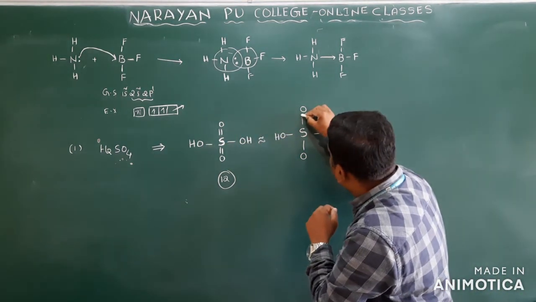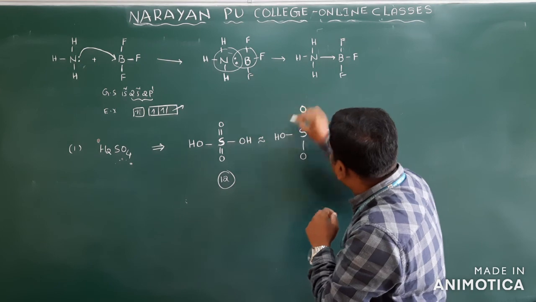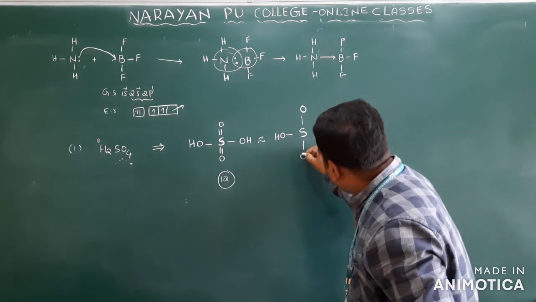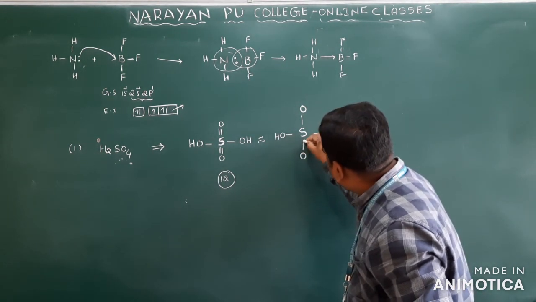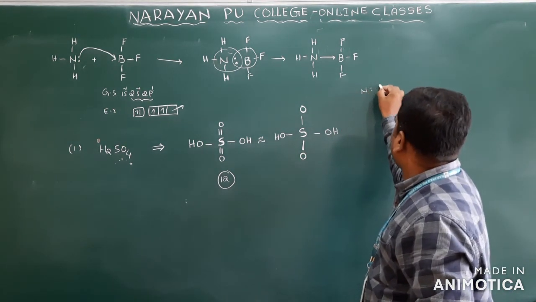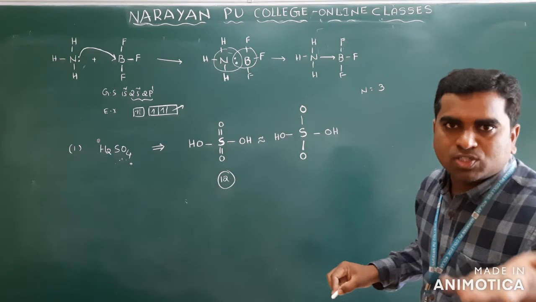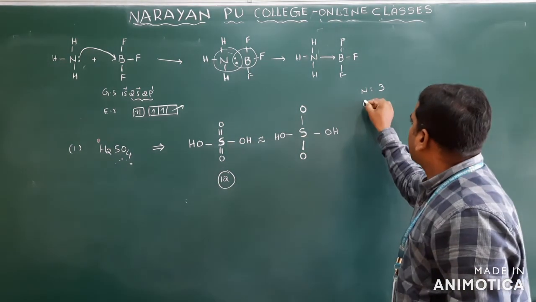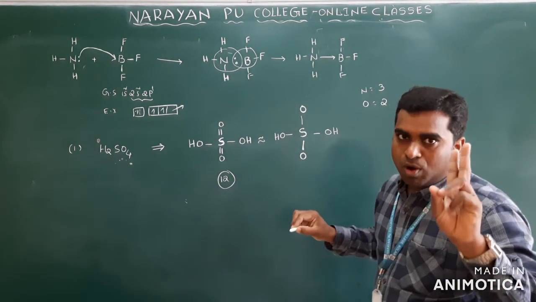Now, in these bonds, oxygen has to form how many bonds? 2 bonds. Here oxygen is forming how many bonds? 1 bond. Clear? Remember always, nitrogen should form how many bonds? 3 bonds, because the covalence of nitrogen is 3. Oxygen's covalence is how much? 2. It has to form 2 bonds.